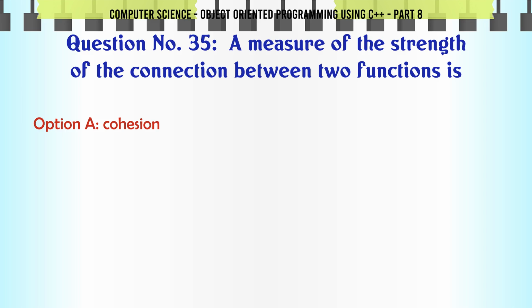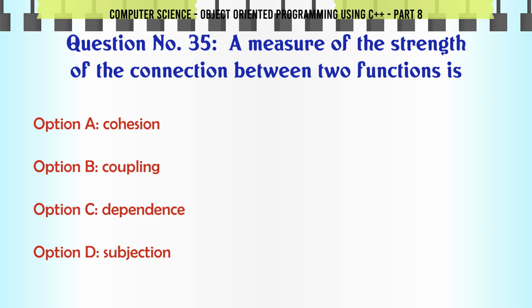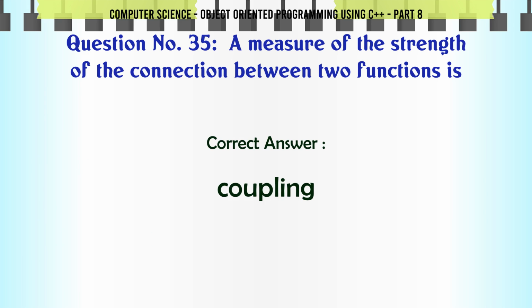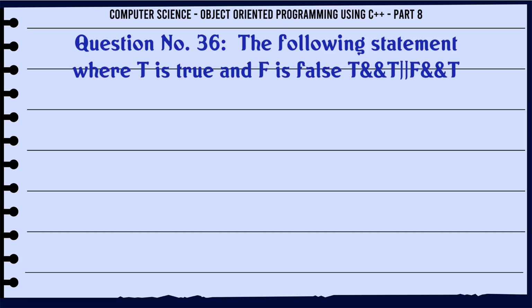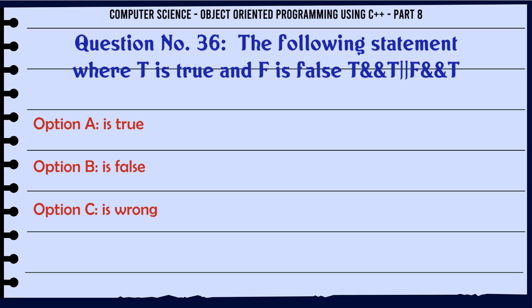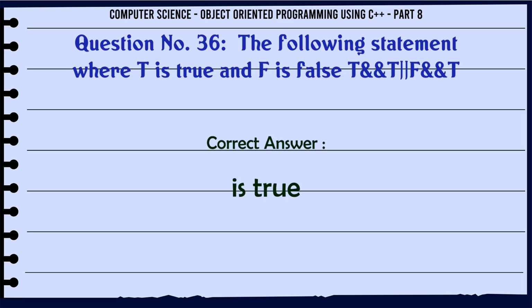A measure of the strength of the connection between two functions is A. Cohesion. B. Coupling. C. Dependence. D. Subjection. The correct answer is coupling. The following statement, where T is true and F is false: TTFT. A is true. B is false. C is wrong. D not applicable in C language. The correct answer is true.